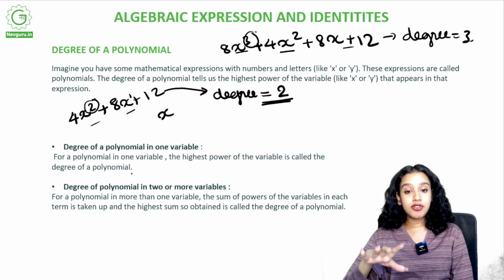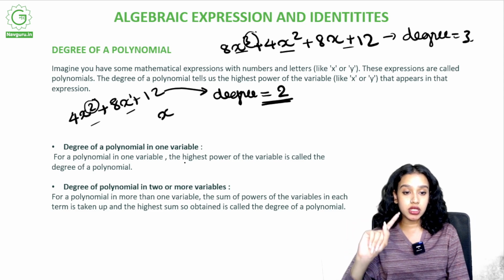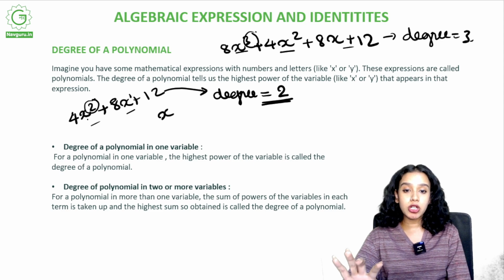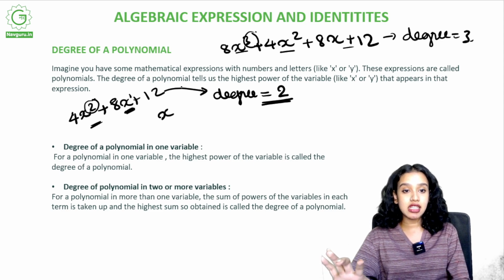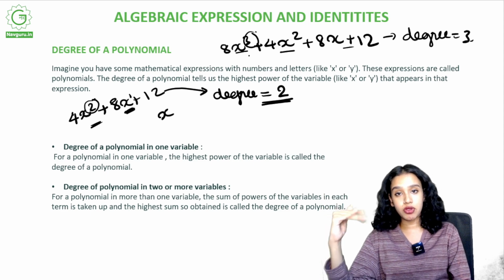Now, degree of a polynomial in one variable. For a polynomial in one variable, the highest power of the variable is called the degree of the polynomial. We were talking about the polynomial in one variable, right? We just have x as the variable here. So the highest power goes as the degree of the polynomial.